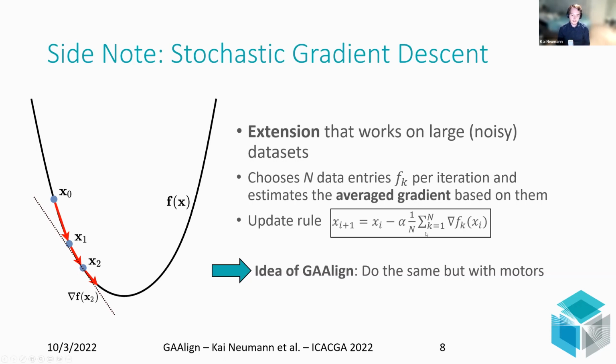And the update rule is very similar to the one on the previous slide. Here, instead of just calculating one gradient, we're calculating n gradients, and then we're dividing by n. Okay, so why did I just explain this to you? This is because the idea of GAAlign is based on stochastic gradient descent, because we thought, what if we do the same thing? So this iterative step-by-step getting closer to a minimum, but instead of using gradients, we're using motors.